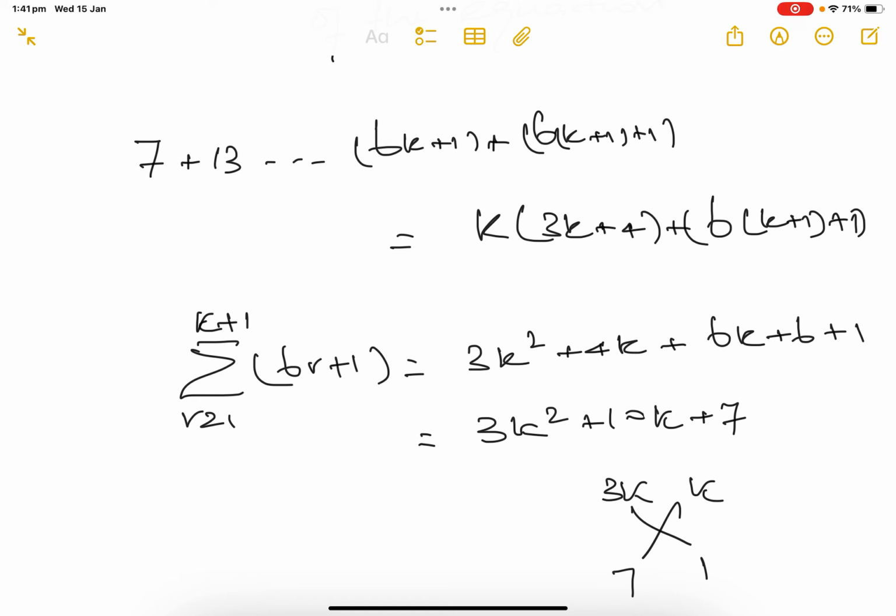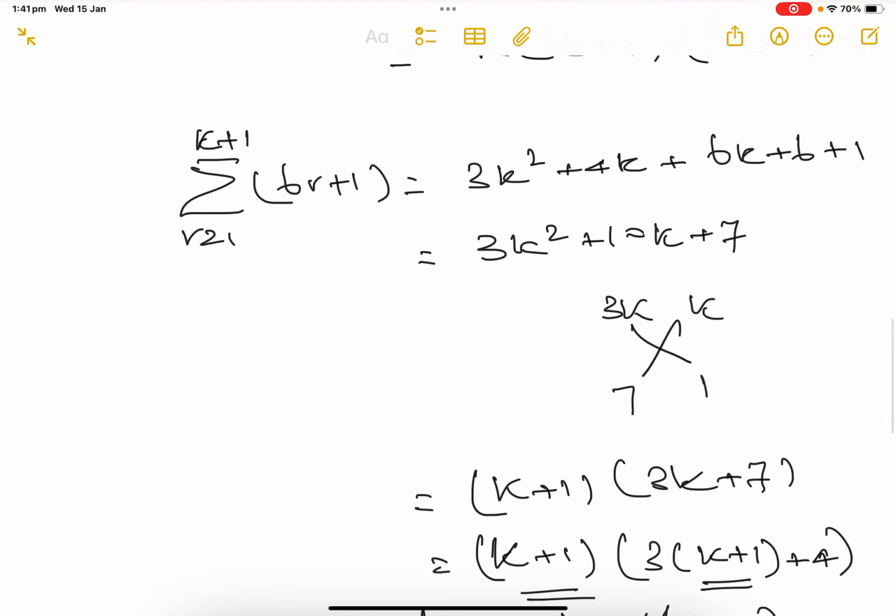The right hand side, we can expand that: 3k squared plus 4k plus, simplified, 6k plus 6 plus 1. That will be 3k squared plus 4k plus 6k is 10k, 6 plus 1 is 7. So 3k squared plus 10k plus 7. Now what we have to do is factorize that quadratic function in k.